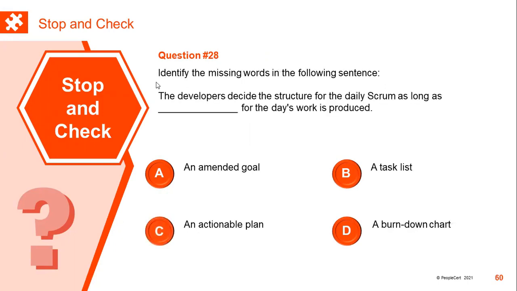Question number 28. Identify the missing words in the following sentence. The developers decide the structure for the daily scrum as long as something for the day's work is produced. An amended goal, or a task list, or an actionable plan, or a burn down chart.